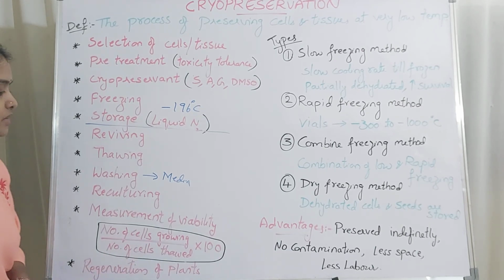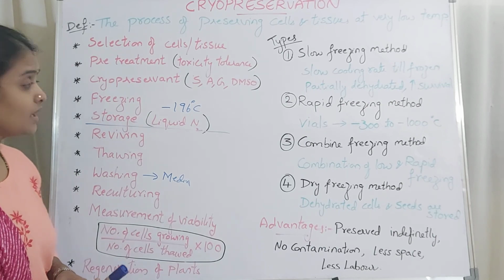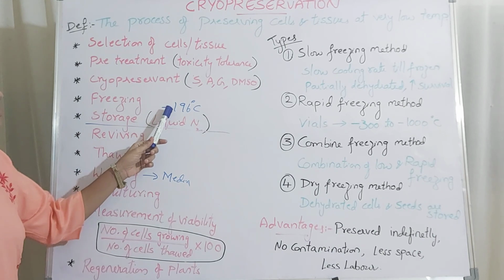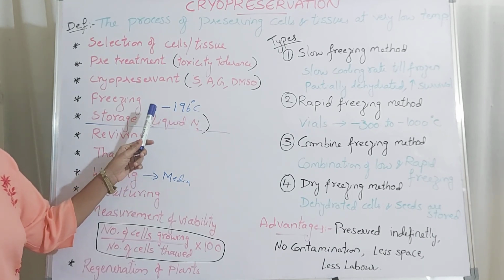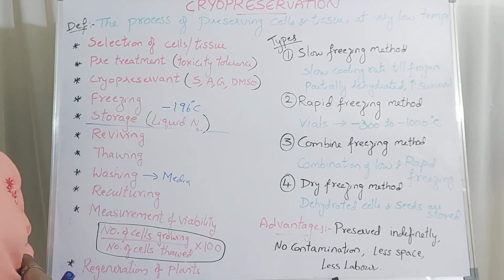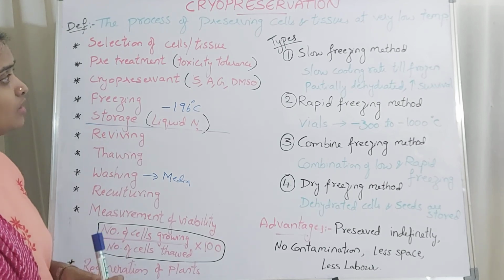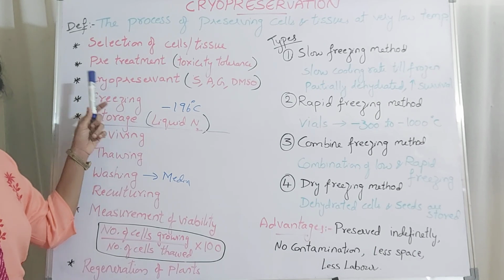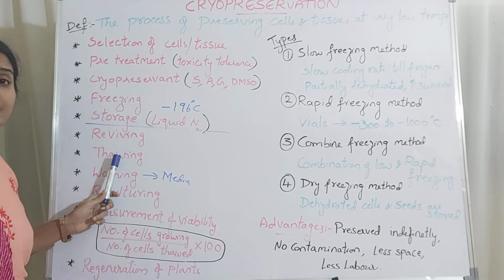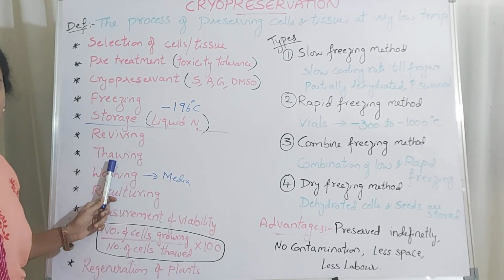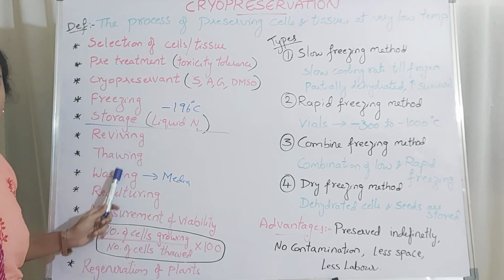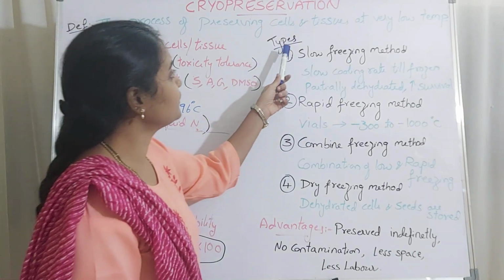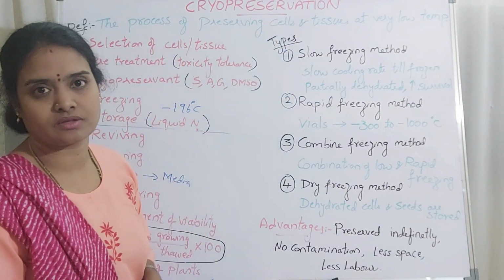Maximum there will not be any variation as it is preserved at minus 196 degrees centigrade, very low temperatures. There is no metabolic activity of the cell. So here the metabolic activity is lost, and here again it is gained, but the cell is in live condition only. Okay, so let us see now what are the different types of cryopreservation.